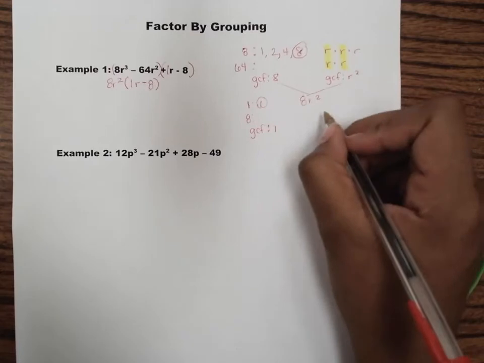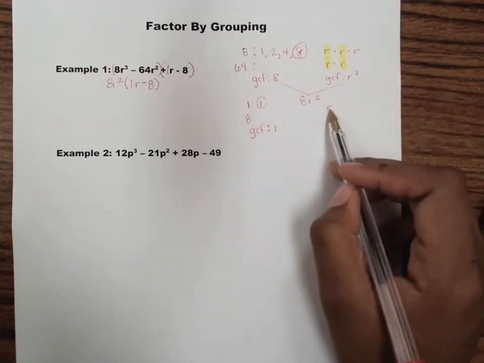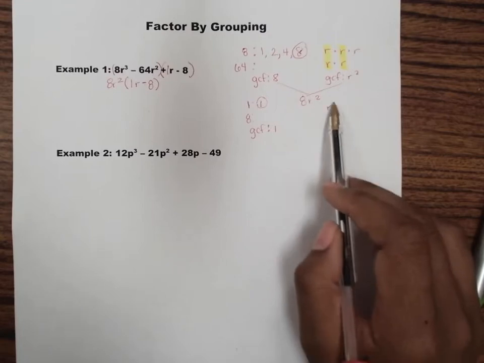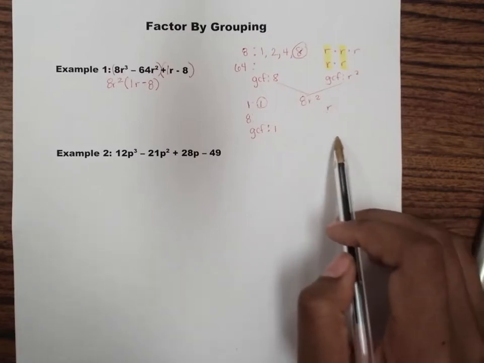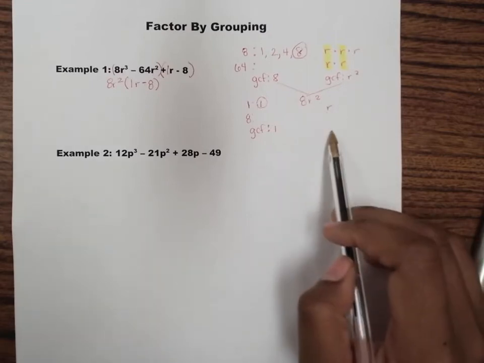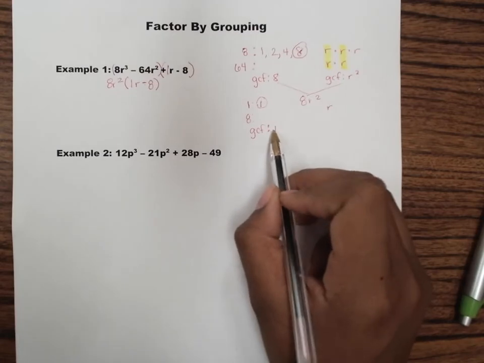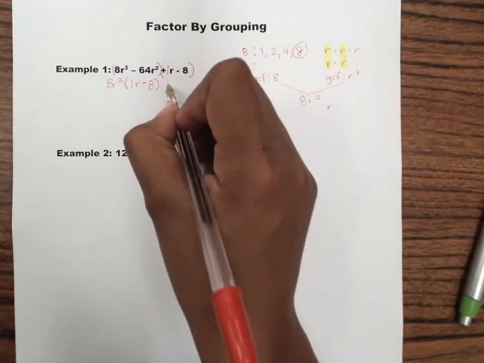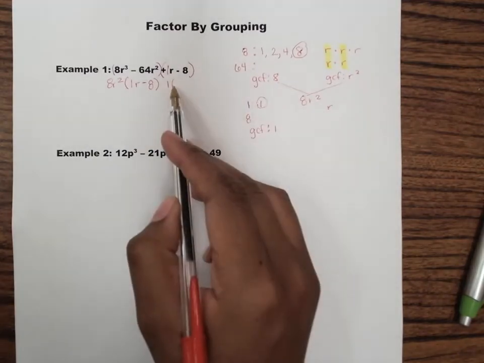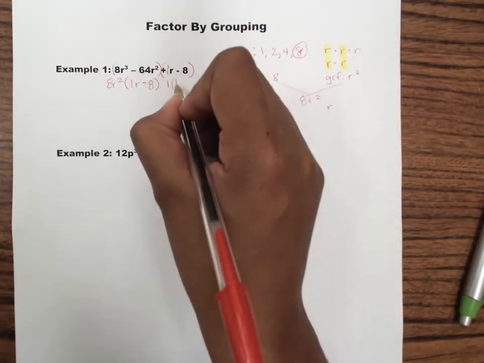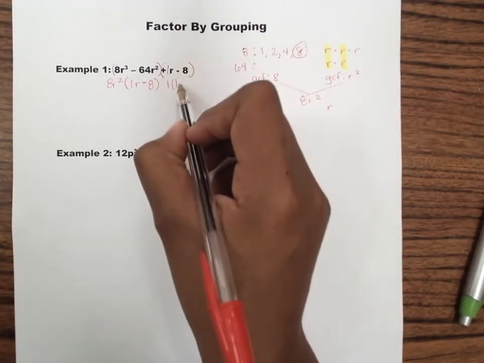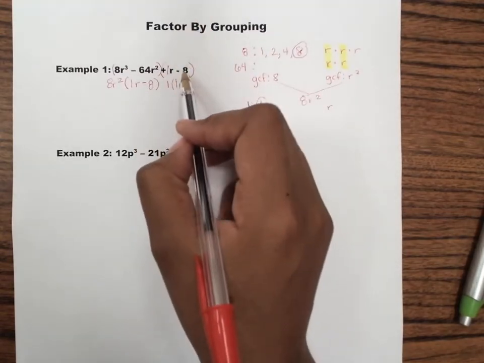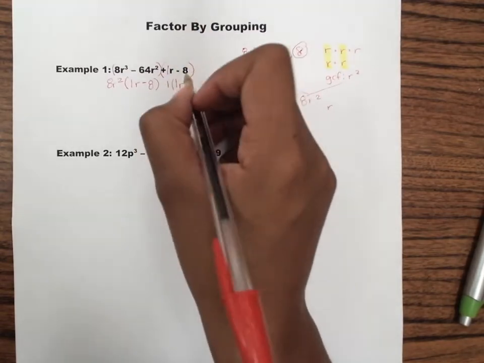Now, the r has the one variable r, but the 8 does not have a variable. So therefore, I cannot make any pairs that do not have a GCF with my variable. So my only GCF that I can pull out for 1r minus 8 is just 1. And on the inside, I have 1 divided by 1 is 1. The r never came out. It's still on the inside, so it has to stay. And then 8 divided by 1 is 8.